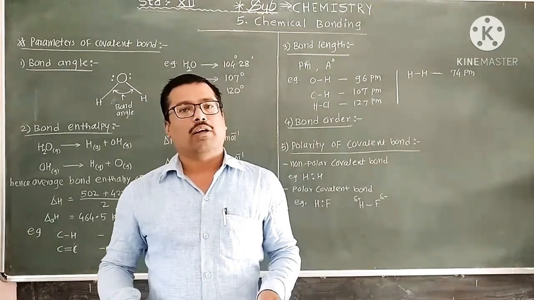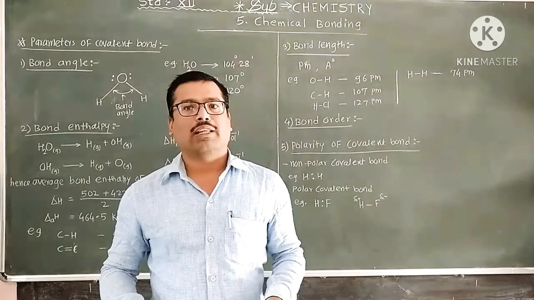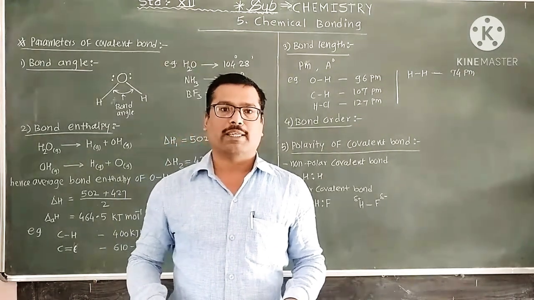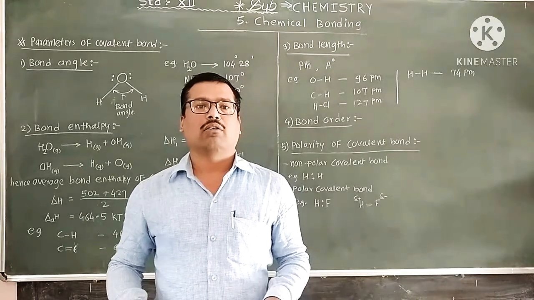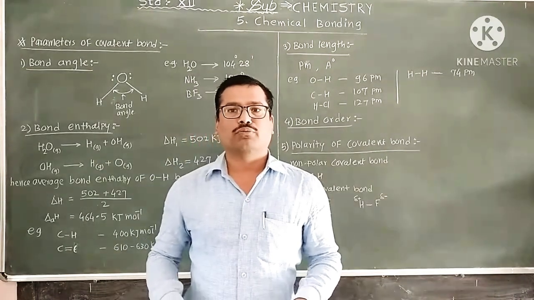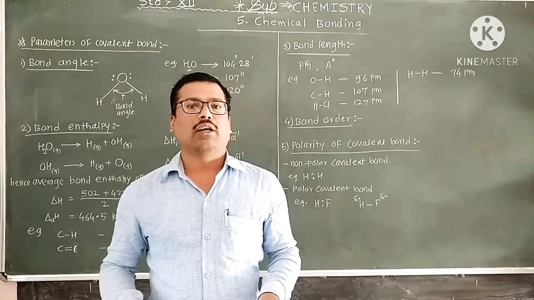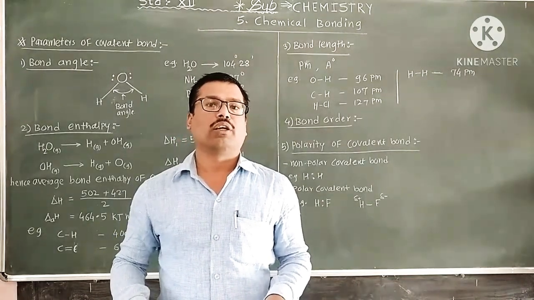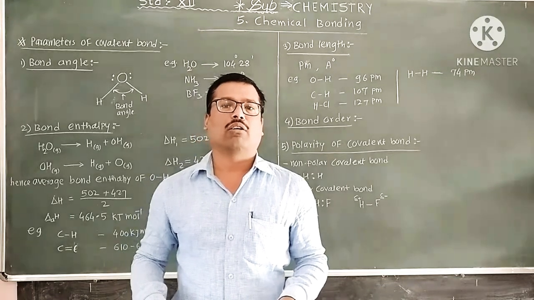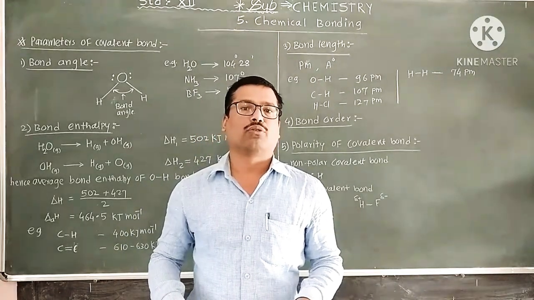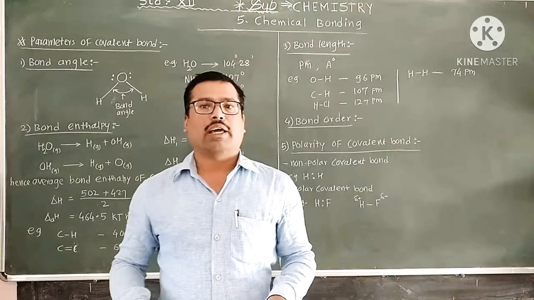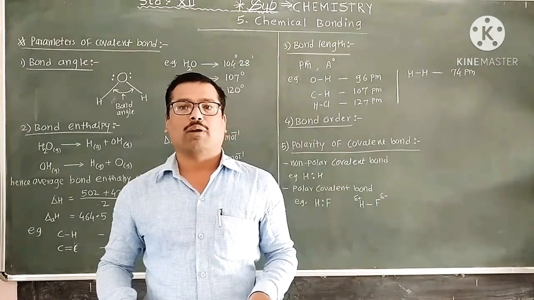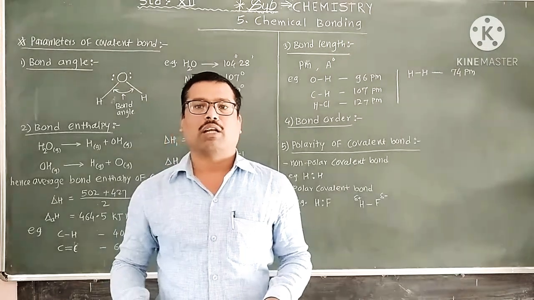For example, H2 or F2 have a bond order of 1, whereas H2, O2 and N2 have bond orders 1, 2, 3 respectively. That is, hydrogen has bond order 1, oxygen has 2, and nitrogen has bond order 3. That means nitrogen has a triple bond, oxygen has a double bond, and hydrogen has a single bond.